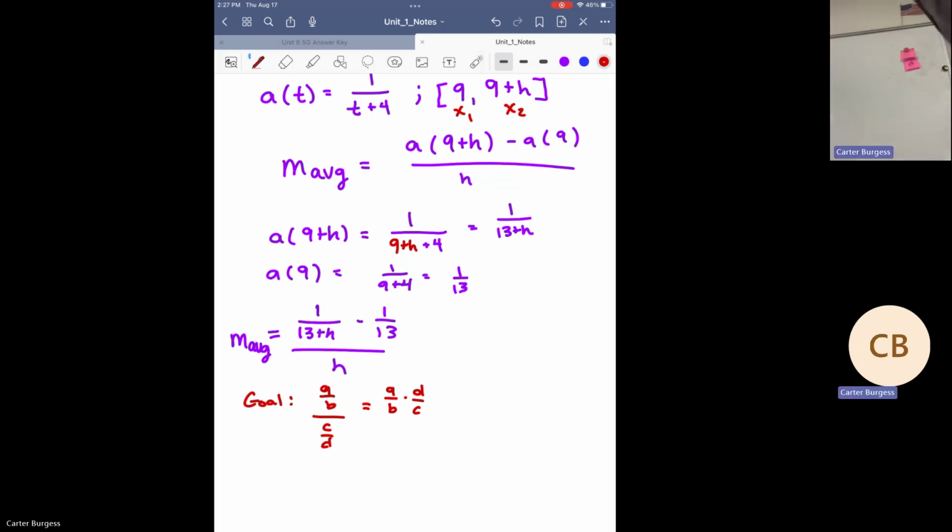Okay, denominator looks okay, but we do need to clean up the numerator. I am trying to subtract 2 fractions that have different denominators. Am I allowed to do that? No. What do I need to do?